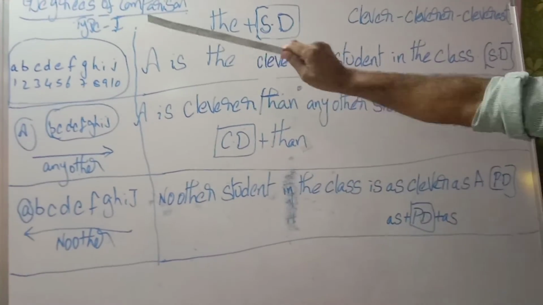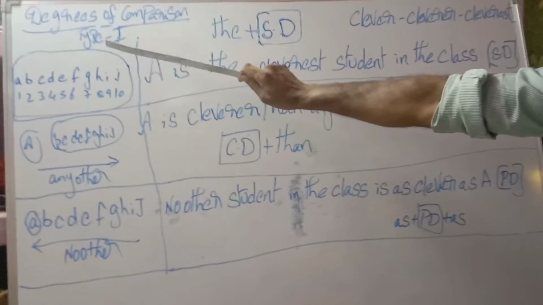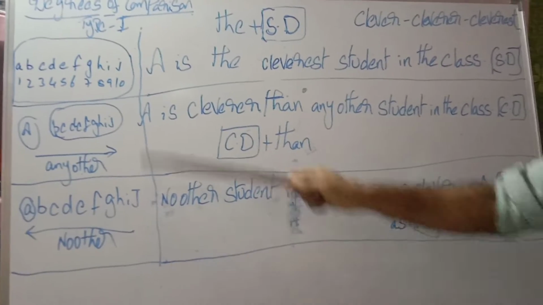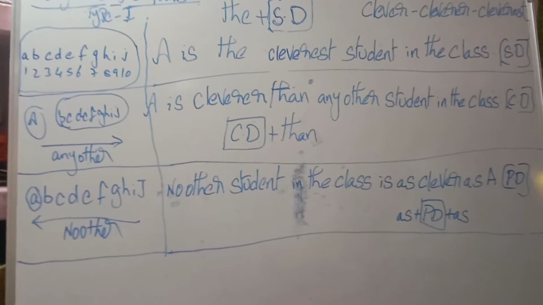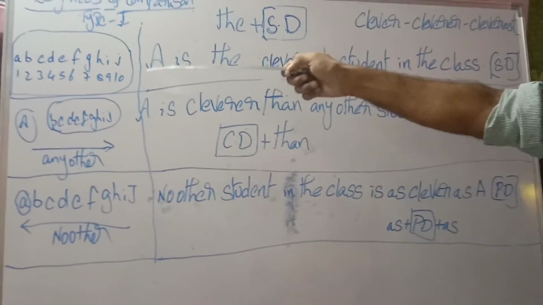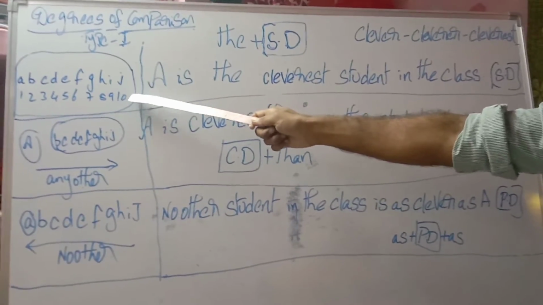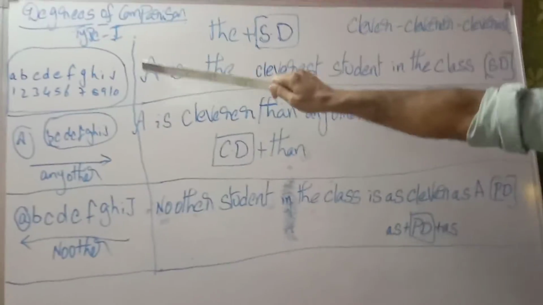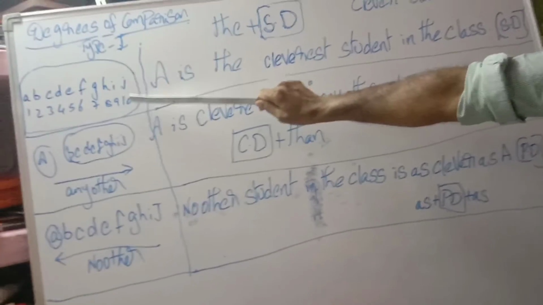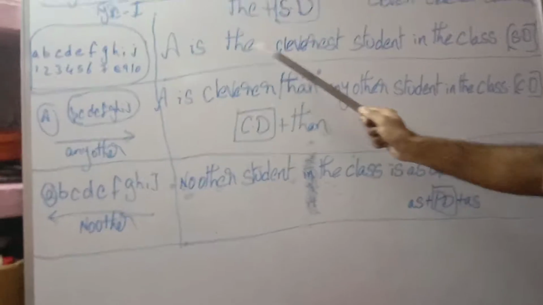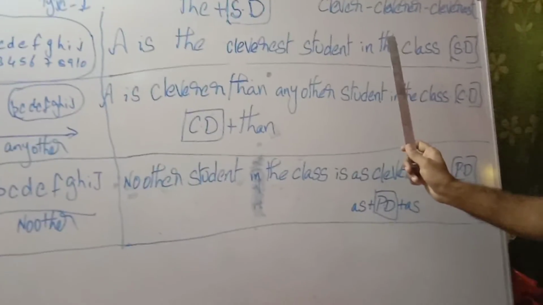Now this is the scenario: a class, and these are the students. They got these ranks. Now who got the first rank? A got the first rank. Generally, who got the first rank will be called the cleverest. According to this, we can say A is the cleverest student in the class, because A got the first rank in the class.